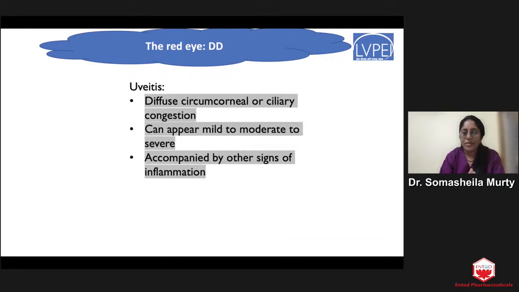So what is uveitis? You have patients coming in with diffuse circumcorneal or also ciliary congestion. It can appear mild or moderate or severe, and you will have other signs of inflammation, which will be keratic precipitates and so on.